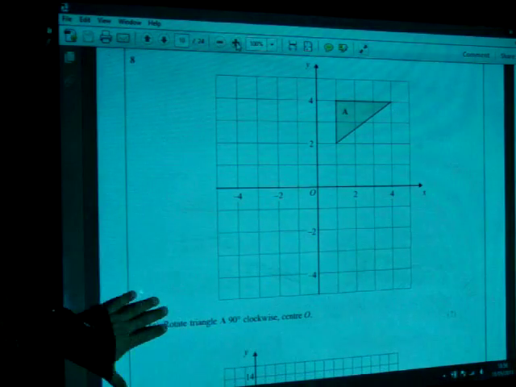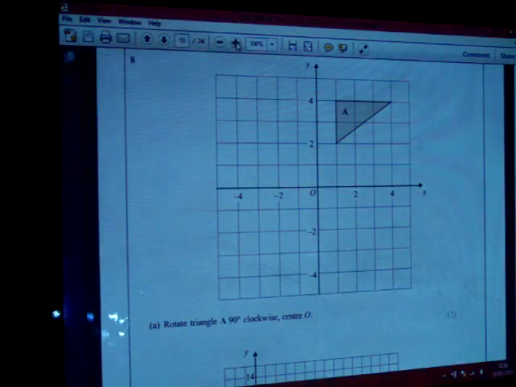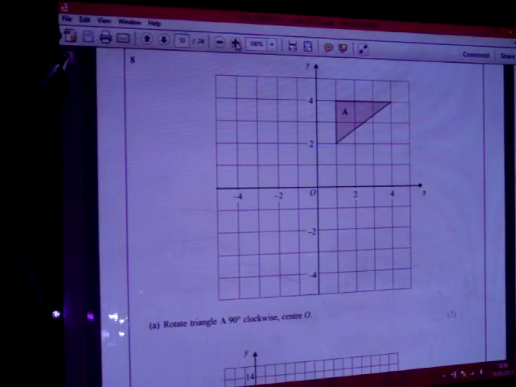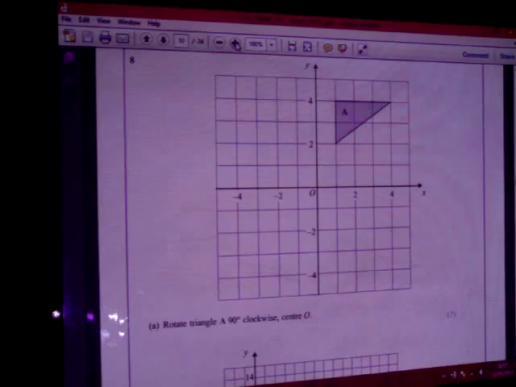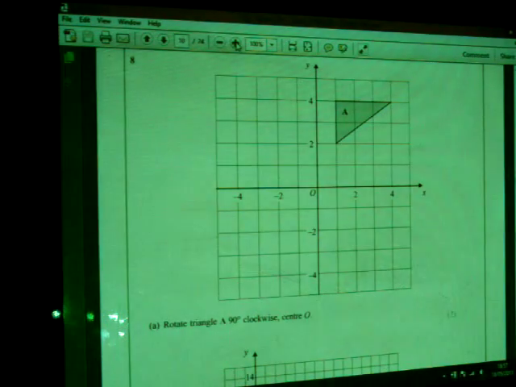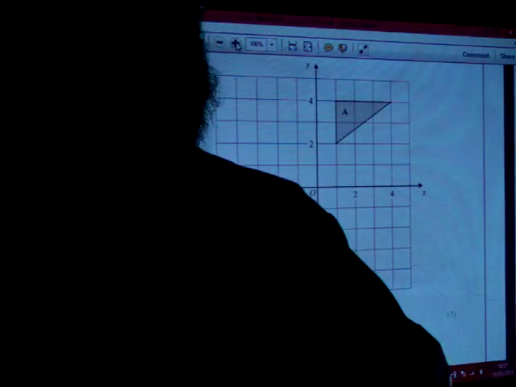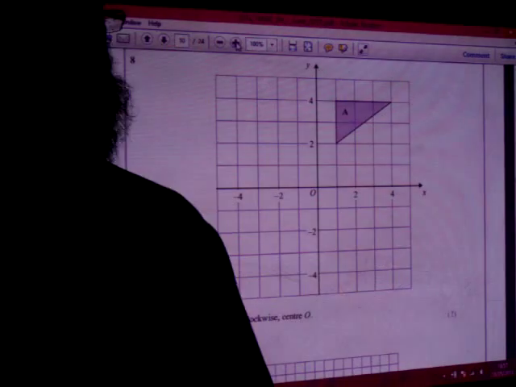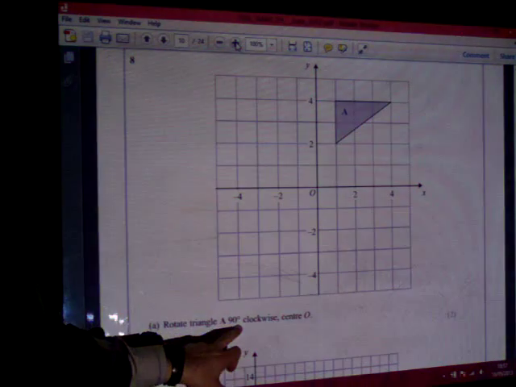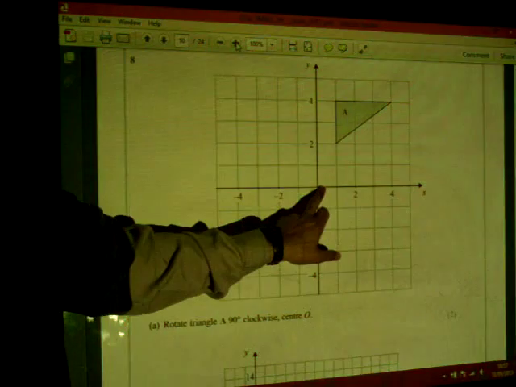It says rotate triangle A 90 degrees clockwise, center 0. Now for this, Isa, I would advise you to use some tracing paper, which I'm about to give you now. That is it. I'll show you how to do that. Lovely, beautiful. Okay, Isa, let's have a look. Is this shape at the center, first of all? No.